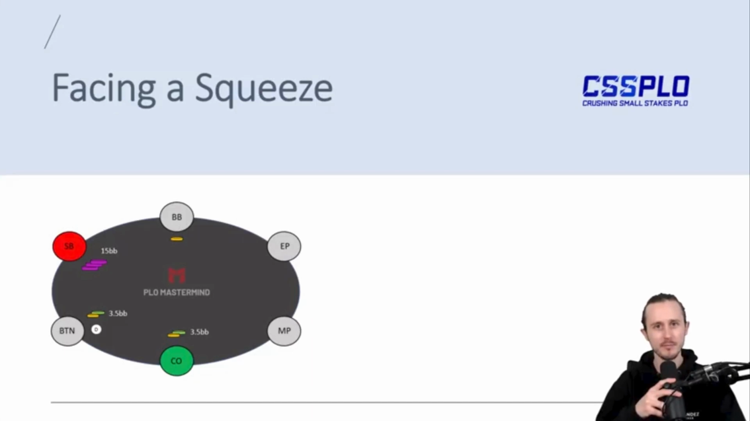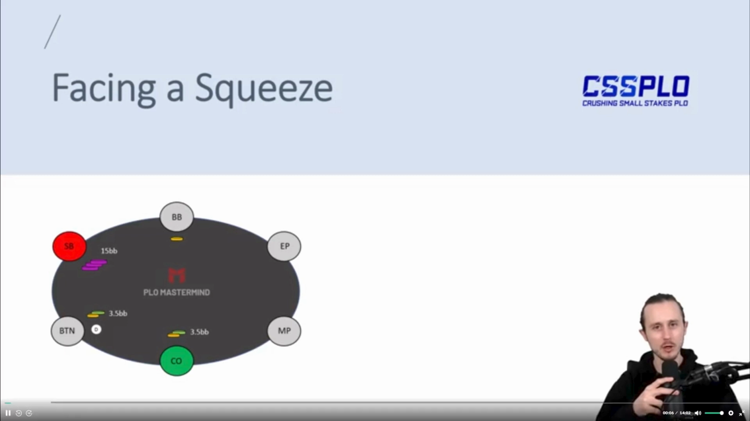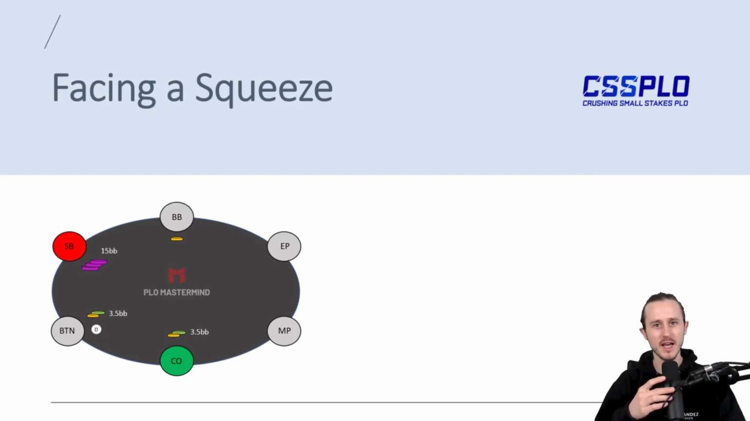Luke here. Imagine you open raising the cutoff and the button is cold calling you. Now the small blind comes in for the squeeze and the action folds to you. Have you ever looked into how often you are supposed to fold here versus calling and four betting?